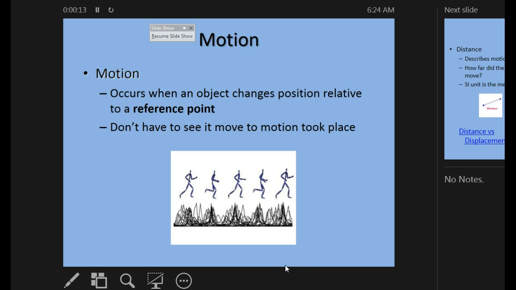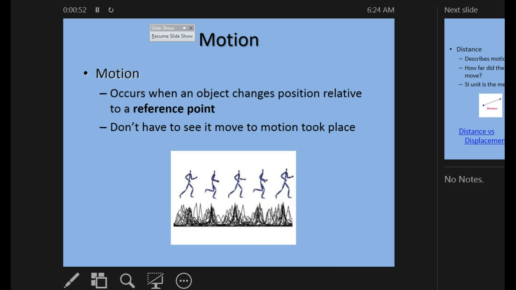Motion occurs when an object changes position relative to a reference point. Yesterday, you had the man standing in the middle, and that was called 0. That was set up as our reference point. So that's what motion is, when an object changes position relative to that reference point. We don't have to see something move for motion to take place. It just has to be somewhere different than it was before. Motion is not something that we have to necessarily see with our eyes.